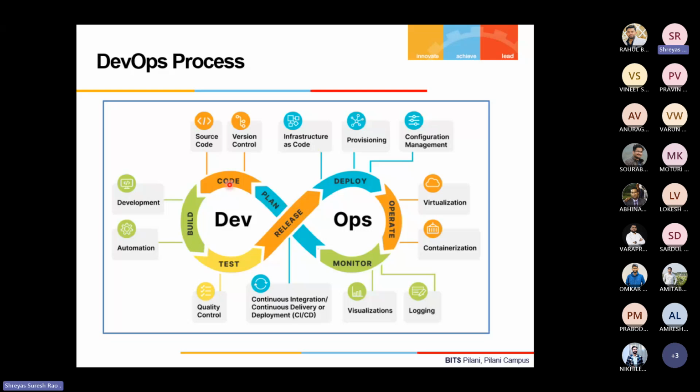Code, definitely we have version control. Today, Git. You may also use any other tools, but Git is a good version control tool which you can use. Source code, of course, depends on which language you are implementing. You have various IDEs in which you can develop the source code.